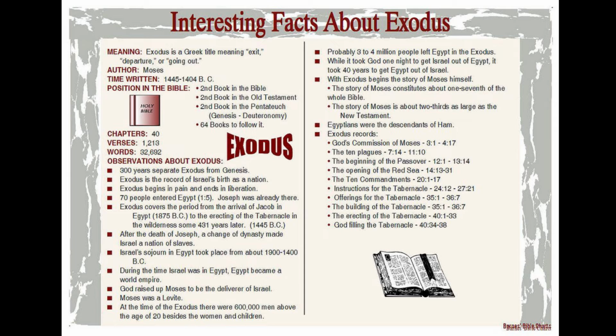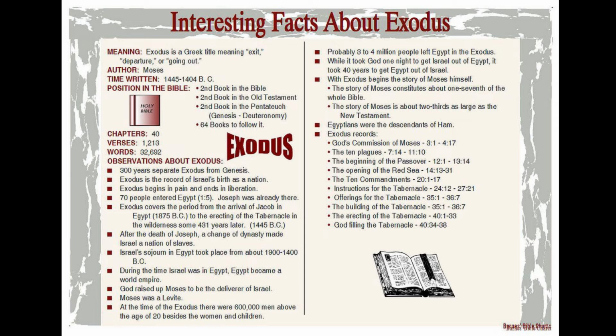So Israel's journey in Egypt took place around 1900 to 1400 BC. During that time that Israel was in Egypt, Egypt actually became a really major, powerful world empire. God then raised up Moses to be the deliverer of Israel. And did you know Moses comes from the brother Levi and his descendants, the tribe of Levi, so he was a Levite, part of that tribe that worked in the tabernacle.